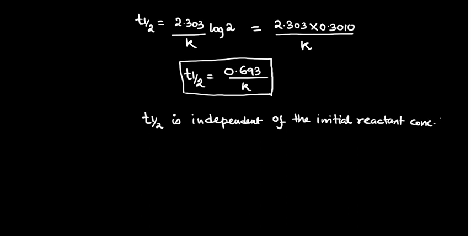That is A, right? So what we have seen, for a zero order reaction it was directly proportional to the initial reactant concentration. For a first order reaction it is independent of the initial reactant concentration. Okay. Now let us consider a second order reaction.